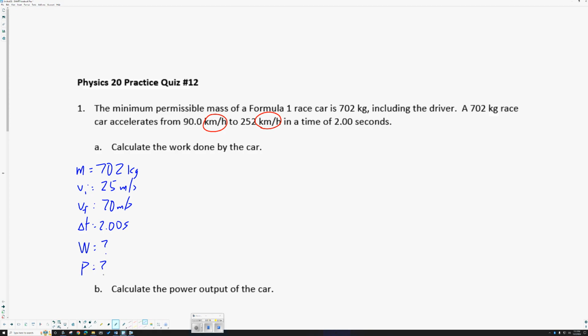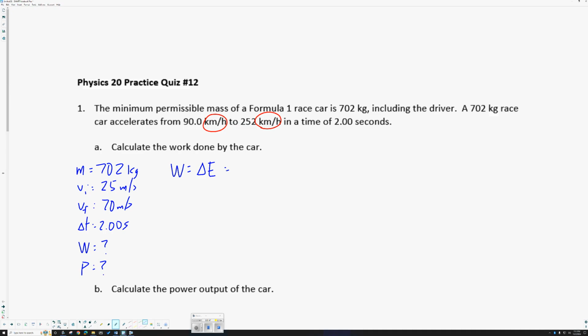Now, I've got two options for finding work. We know we're allowed to use W is equal to F times D times cosine theta, if there is a theta, which there's not here. Doesn't look like I have an F or a D either, though. So I think I'm going to abandon that method and try option number 2, which remember is the work energy theorem. W is equal to delta E, the change in energy. The final minus the initial energy.